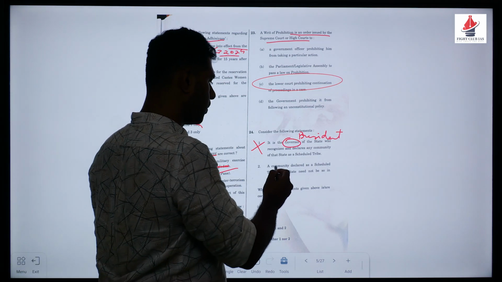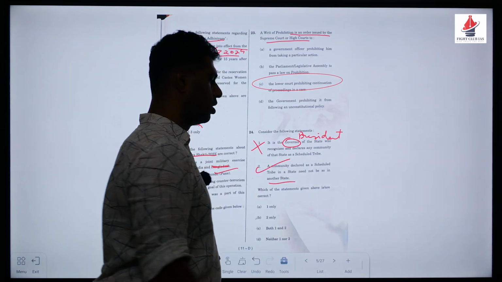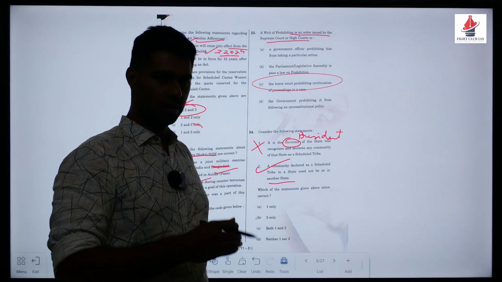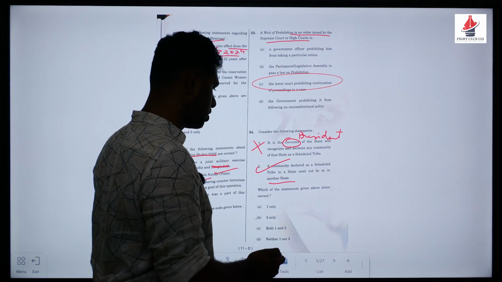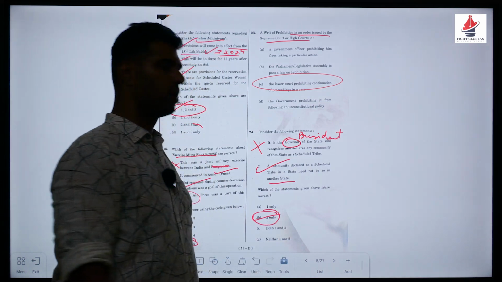Moving to the next point, a community declared as a scheduled tribe in a state need not be so in another state. Yes, Supreme Court has very clearly given in its verdict that a community which is declared as a ST in a particular state need not be a ST in another state. Right? So answer is 2 only. Clear?